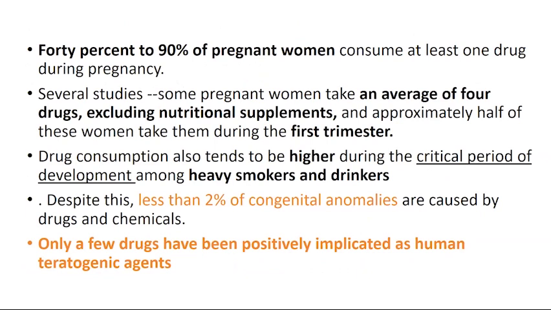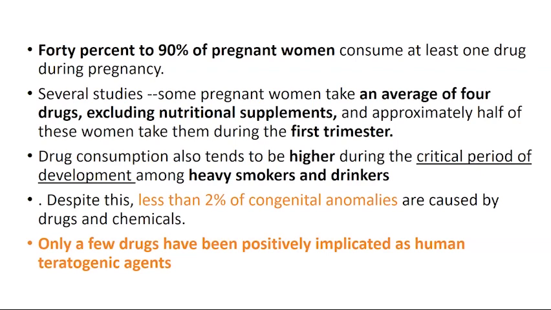40% to 90% of pregnant women consume at least one drug during pregnancy. Several studies have shown an average of four drugs, excluding nutritional supplements, and approximately half of these women take them during their first trimester. That is maybe for nausea, maybe for a headache or some other reason, a minimum of four drugs has been listed that the pregnant mother takes, other than nutritional supplements. Approximately half of these women take them during the first trimester for one reason or another. Drug consumption can be a teratogen or a non-teratogen.